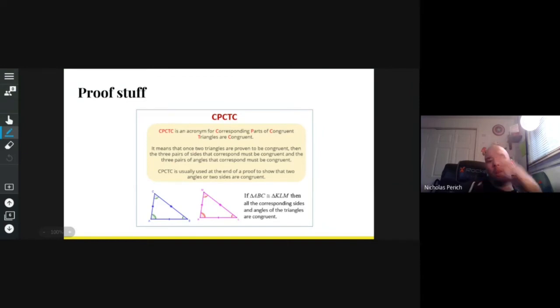CPCTC is an acronym, and it's an acronym that we're going to use every now and then. It means that once two triangles are proven to be congruent, then the three pairs of corresponding sides must be congruent to the three pairs of angles. So if I can prove that these three sides are the same, then I can prove that three angles are the same.